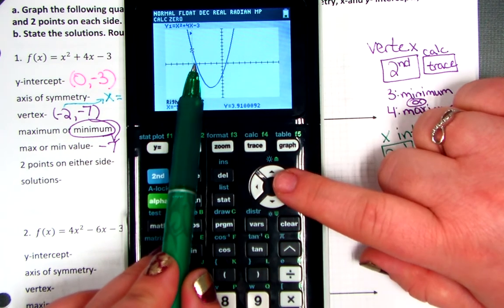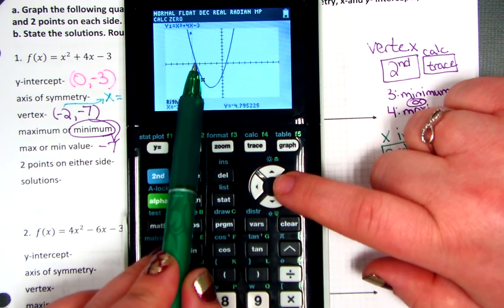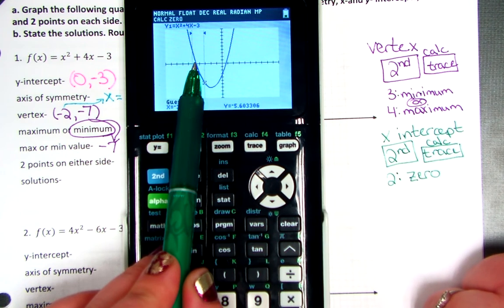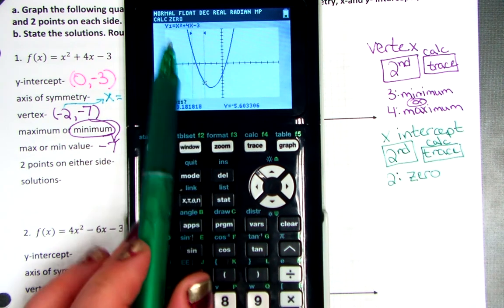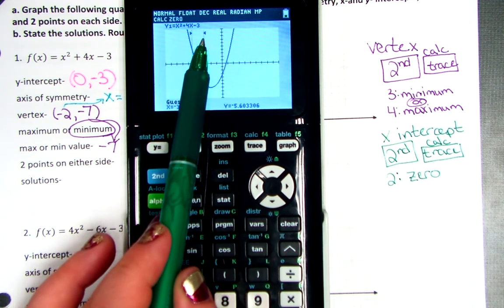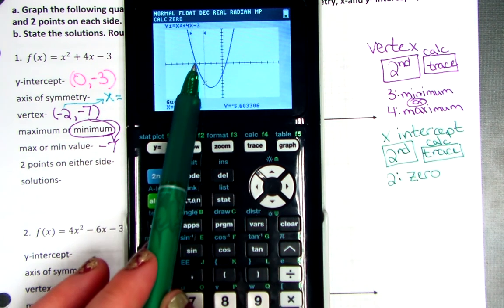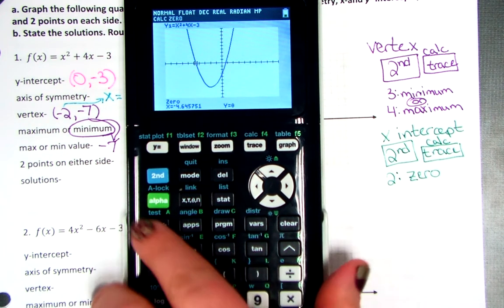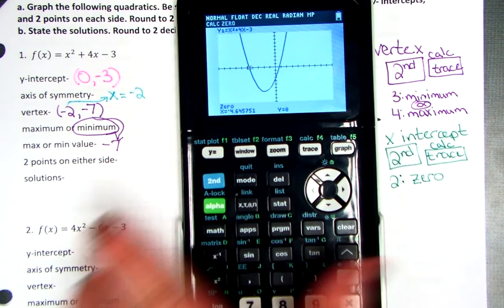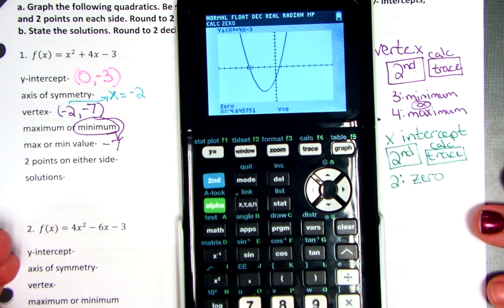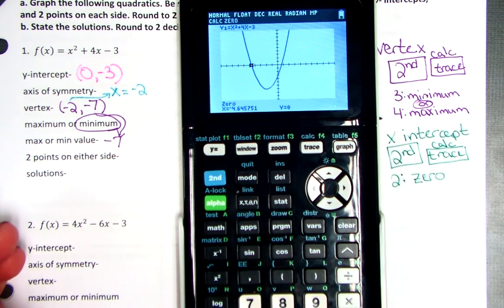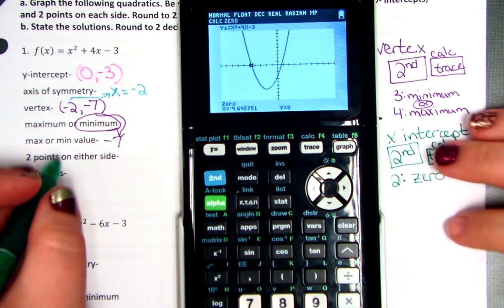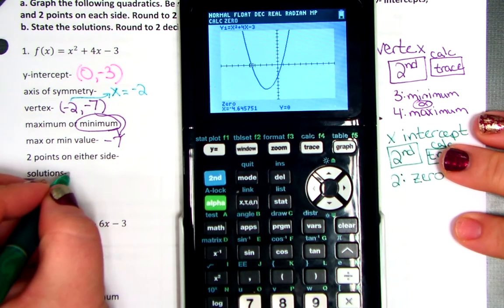Then we're going to move the cursor so that it's on the right side of that x-intercept, and we'll press enter. Same check is going to happen. The arrows should be pointing at each other, and the point that you're trying to find should be between them. So we'll press enter one more time, and it will spit out one of our x-intercepts. Now, if you were looking on the other page, you would have seen that x-intercepts are also solutions. So we can go ahead and write these in as the solutions.